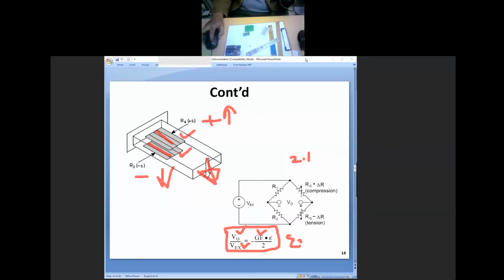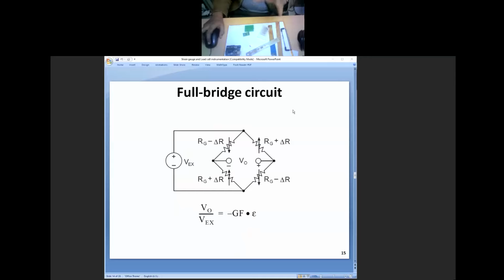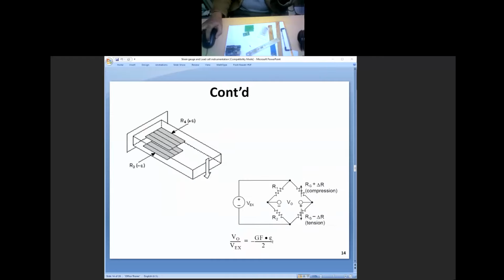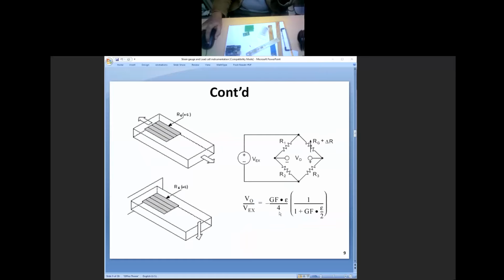I'm using half bridge. Then we can go to full bridge. This is the most common; we use full bridge most of the time. It has its advantages. What is the first advantage? Look at its sensitivity. What is the formula? Output is simply gauge factor times your strain. Look at the previous one: gauge factor times strain by 2. Look at the quarter one: gauge factor into strain by 4.